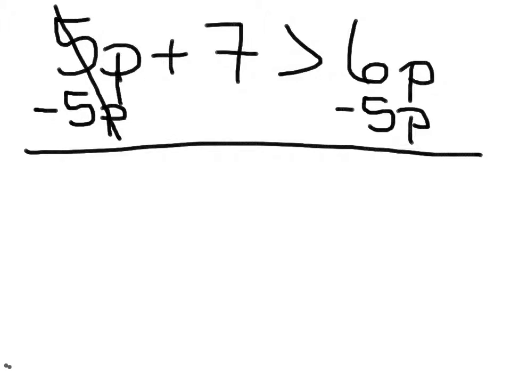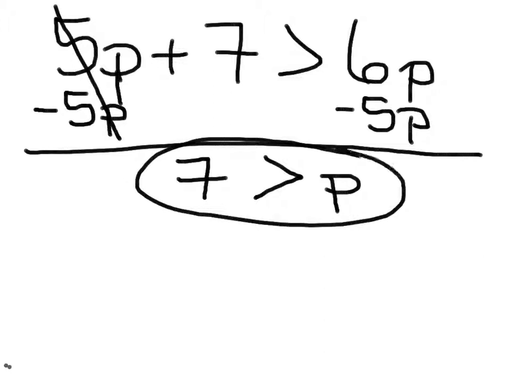The 5p and the negative 5p cancel, and we're left with 7 on the left is greater than 6p minus 5p, which is just p, right? So we solved it already, there's nothing more to do. So P has to be less than 7.